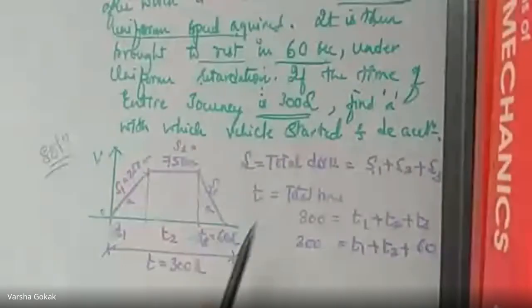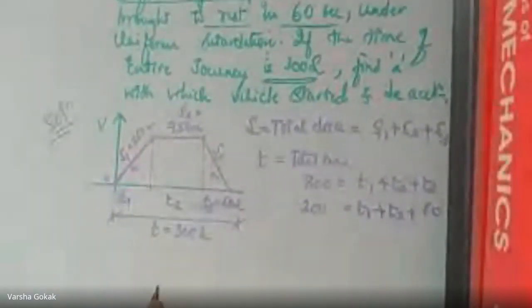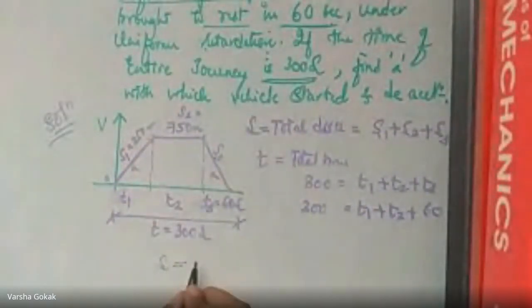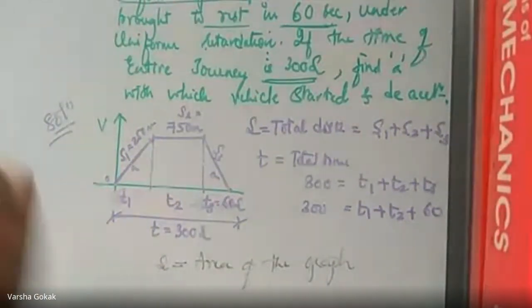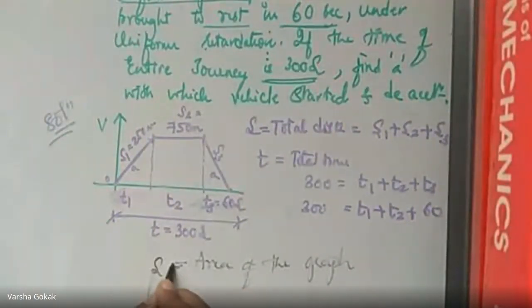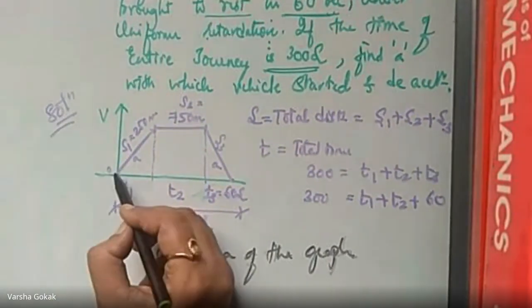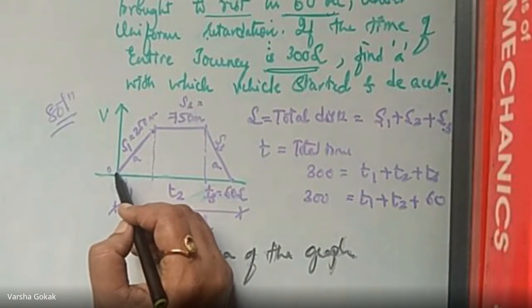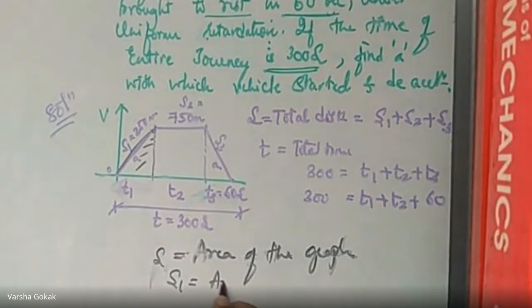So once the graph is ready, how the solution goes is, the distance we know, S1 and S2, S3. If I want to calculate the distance traveled, that distance is going to be equal to the area of the graph. S, the distance traveled, is given by the area that falls under the graph. Say if I want to calculate S1, S1 is from here to here. When I drop a perpendicular, this looks like a triangle. S1 is going to be the area of the triangle.